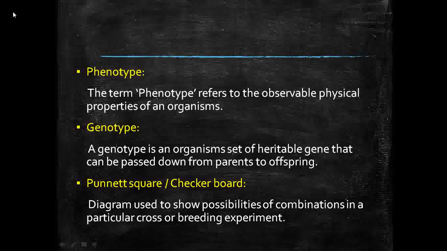The next and last important term is Punnett square or checkerboard. This Punnett square or checkerboard is a diagram used to show possibilities of combinations in a particular cross or breeding experiment. So it is a diagram on which we put the combinations of the crosses and we can study the breeding experiment. It is nothing but the checkerboard or Punnett square.